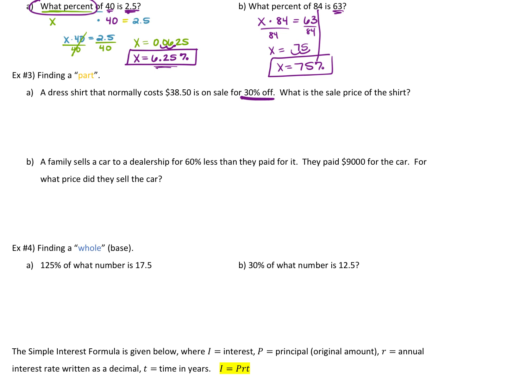So what I would do in this scenario is I would think, what am I truly finding here? If it costs $38.50 and it's on sale for 30% off of that price, then the price I'm actually paying for is 70% of the shirt. It's 30% off, so 100% minus 30%, I'm paying for 70% of the shirt. So I would think of it as this statement: what is 70% of $38.50?